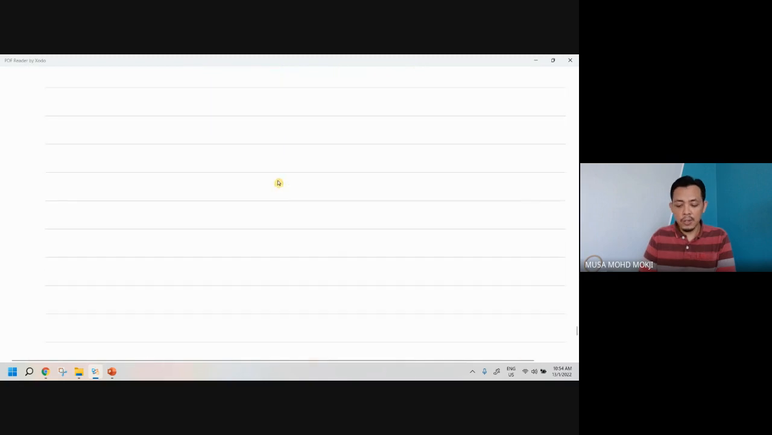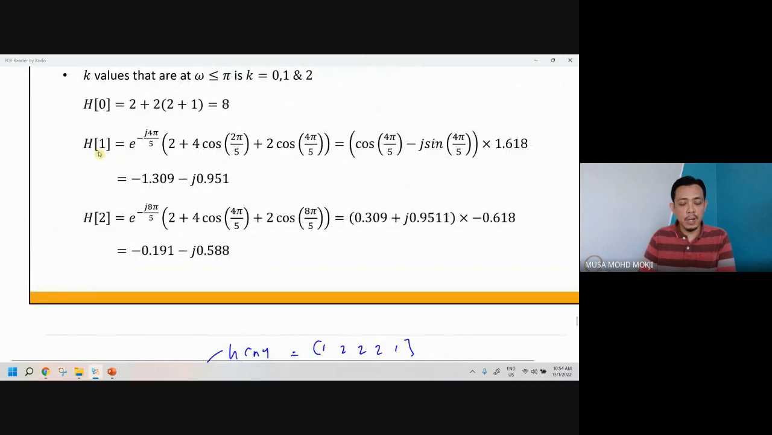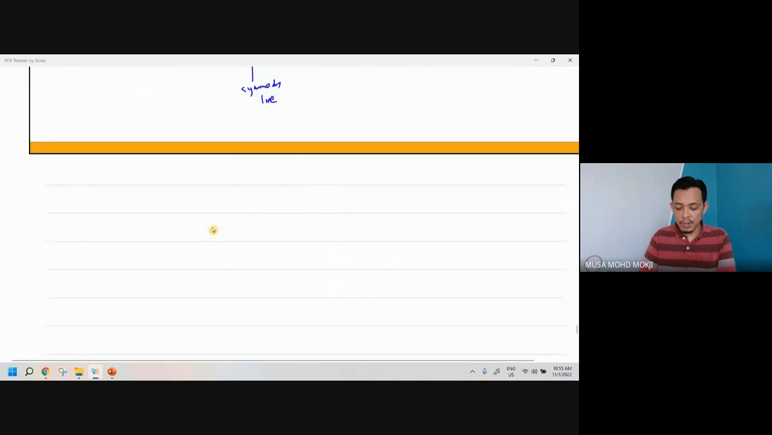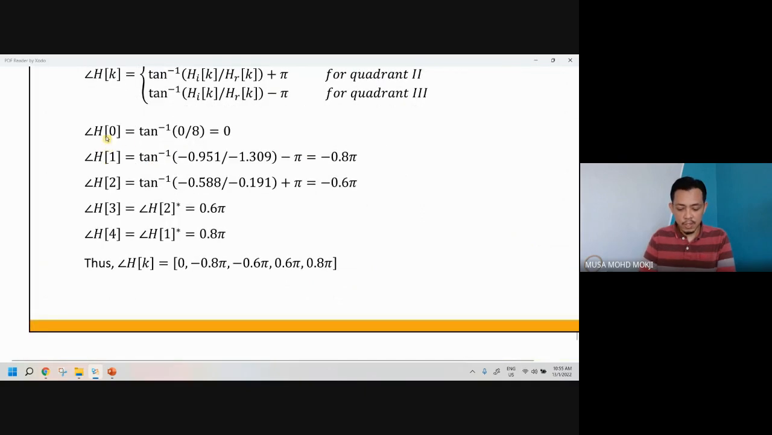Okay, so if we look at our example here, we will have H1. This is actually in quadrant 3, right? And this is also quadrant 3. So this is where, if it is quadrant 3, whatever you get from tangent inverse, minus pi. Okay, so H0 is 0, H1, and then minus pi. So you'll get minus 0.8 pi. H2 is also in quadrant 3. So, sorry, maybe this is a minus.